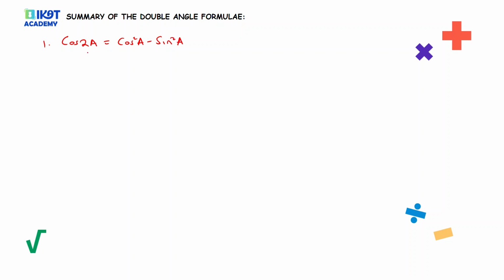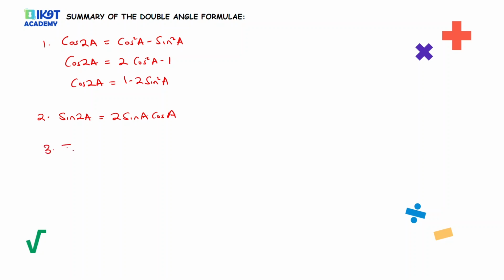And we also saw cos 2A, and I showed you how we derived this. Cos 2A is equal to 2 cos squared A minus 1. Also, cos 2A is equal to 1 minus 2 sine squared A. All these are very important, as we're going to see. Then how about sine 2A? Sine 2A is going to be 2 sine A cos A. How about tan 2A? Tan 2A is going to be 2 tan A over 1 minus tan squared A.